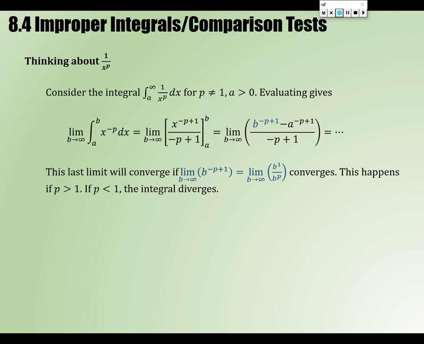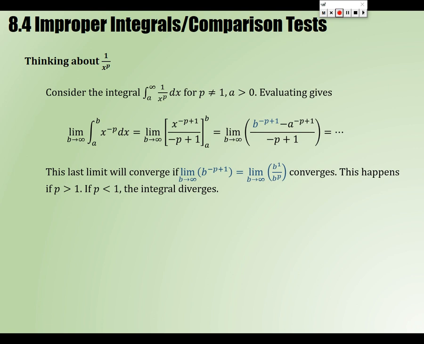Even, let's roll back a little bit, even b to the 1.1 would work, wouldn't it? Because you'd have 1 over b to the 0.1. So that would work. As b goes to infinity, that would go to 0. So that would converge. So as long as p is something greater than 1, this will converge.